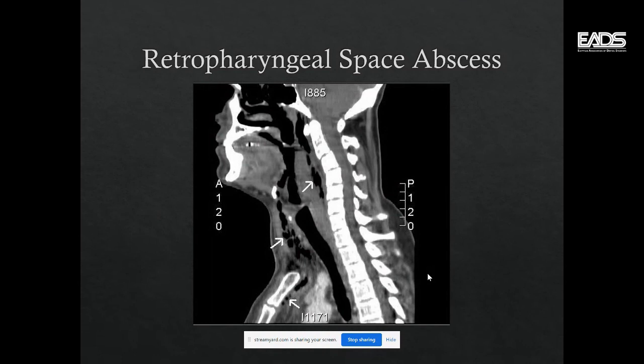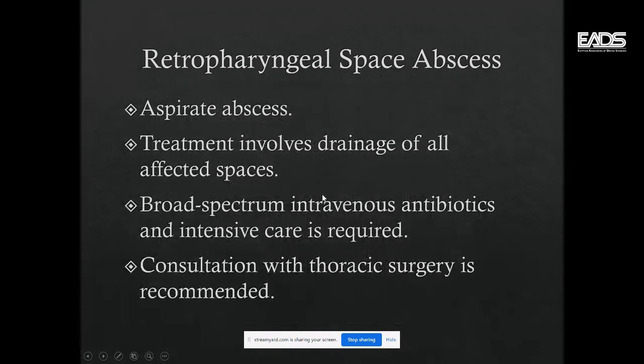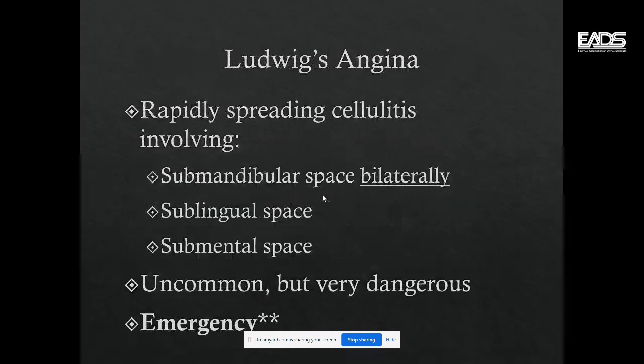With this, you can see some of the signs of these abscesses in the retropharyngeal space. So how do we deal with this case? We need to aspirate the abscess. The treatment involves the drainage of all affected spaces, broad spectrum intravenous antibiotics, and intensive care is required. We usually need to have a consultation with thoracic surgeons, as this usually spreads to the mediastinum.